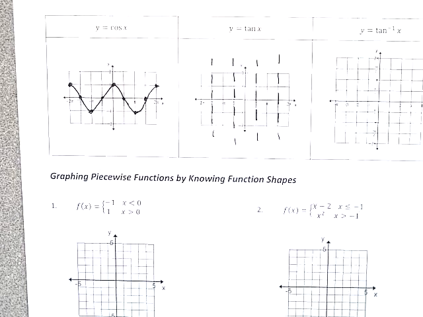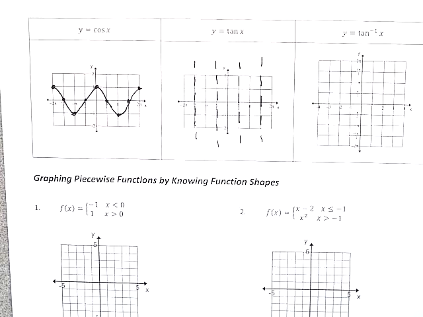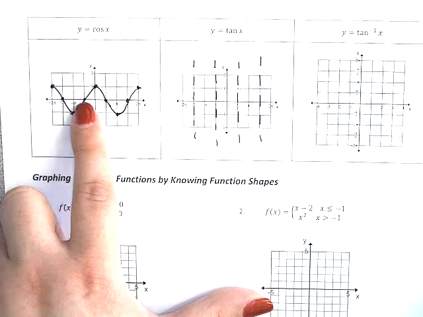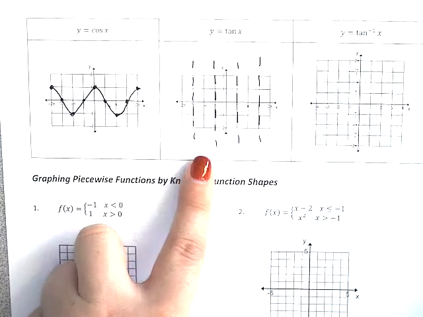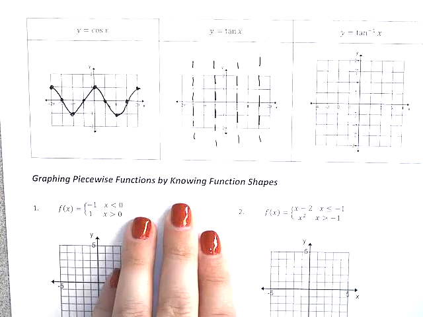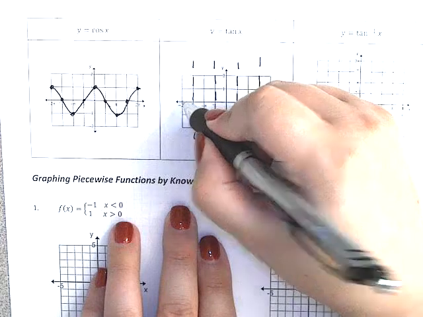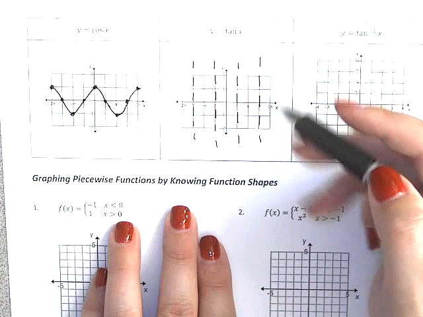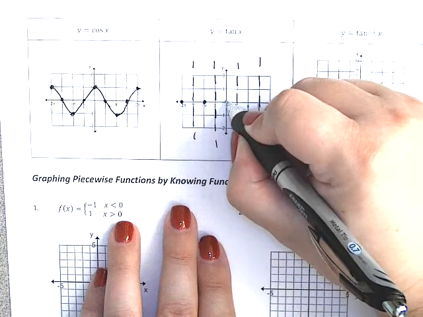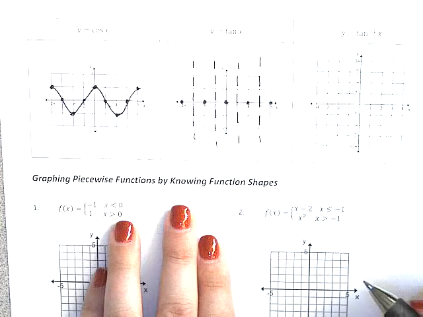Oh, I hope you guys can see this okay. Sorry. Tangent has asymptotes whenever cosine equals 0. So we have the cosine function here, and wherever it equals 0 is where we have asymptotes for the tangent function. Any place that it doesn't have an asymptote, we're going to have a 0. So at negative 2 pi, negative pi, 0, pi, and 2 pi.